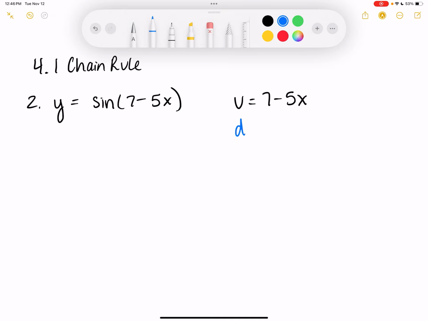All right, let's start nice and easy. du/dx. So take the derivative of u with respect to x. What do we get? -5. Yep, -5. Now over here, dy/du, I'm taking the derivative of this piece as a whole. You can even pretend this is y equals the sine of u. What is the derivative of sine?